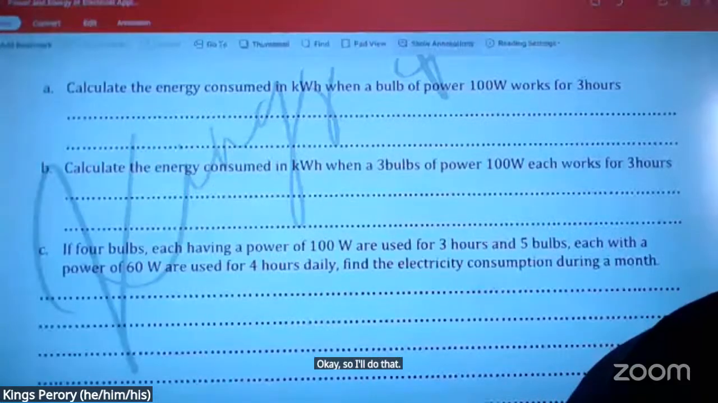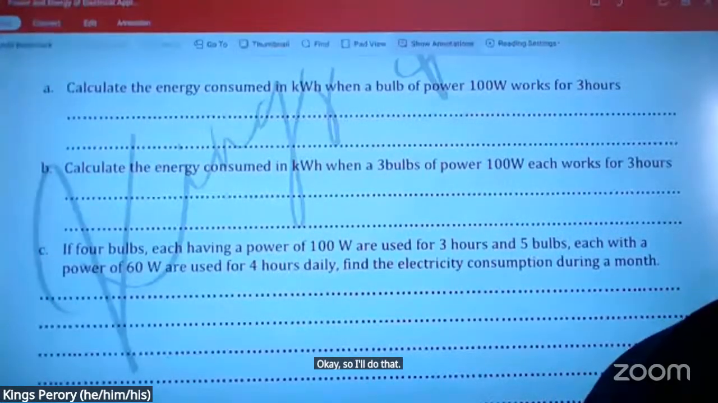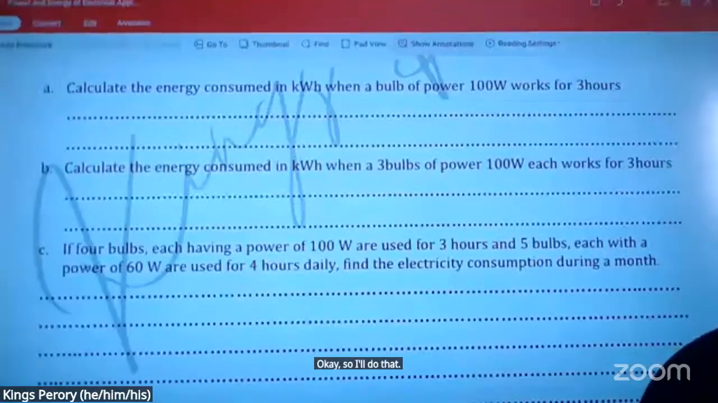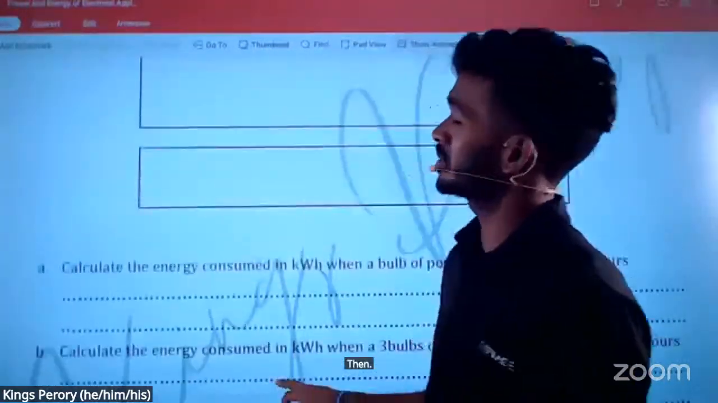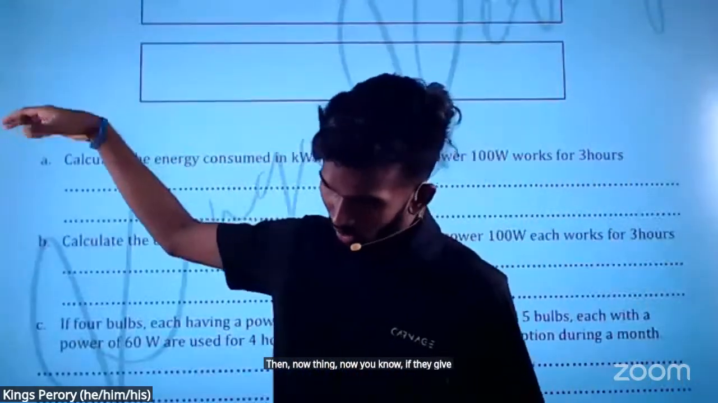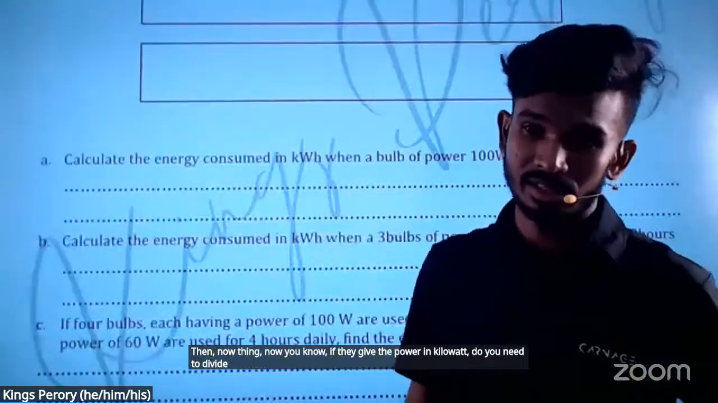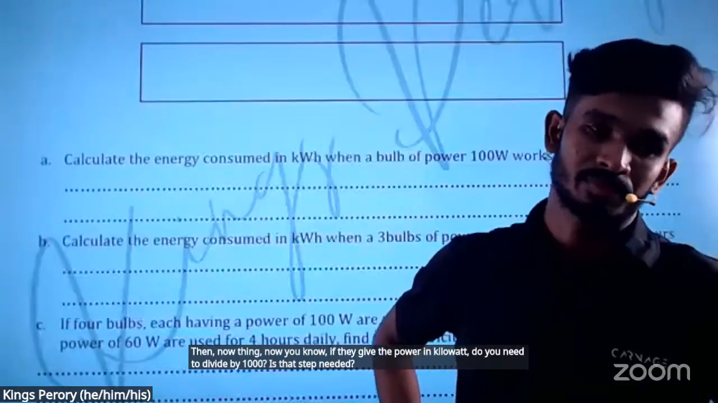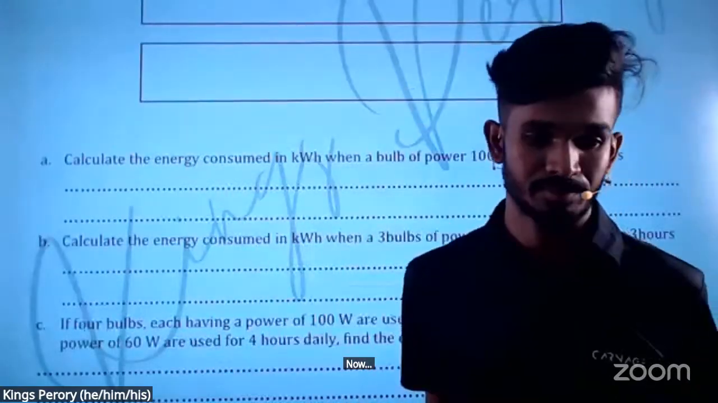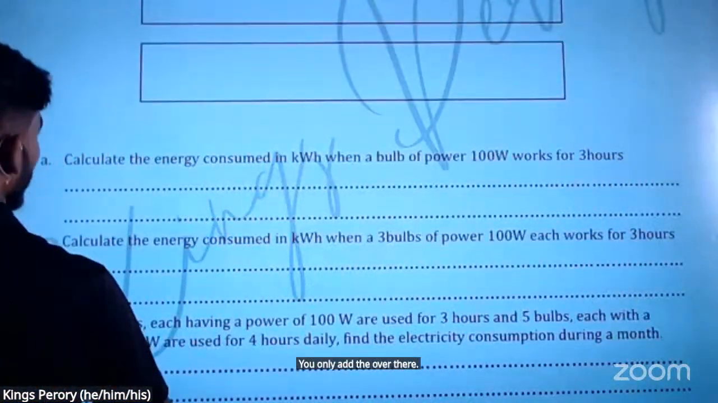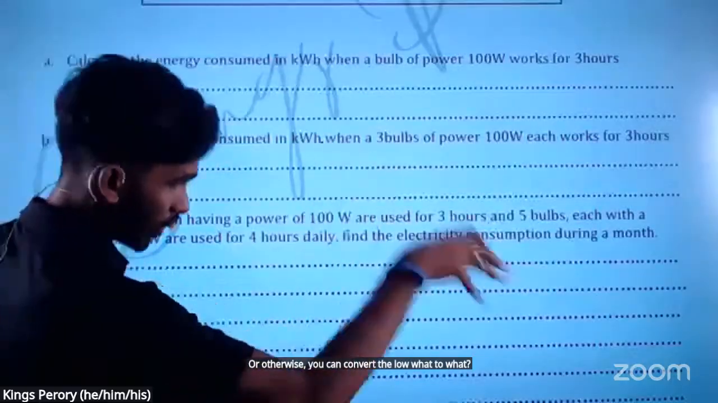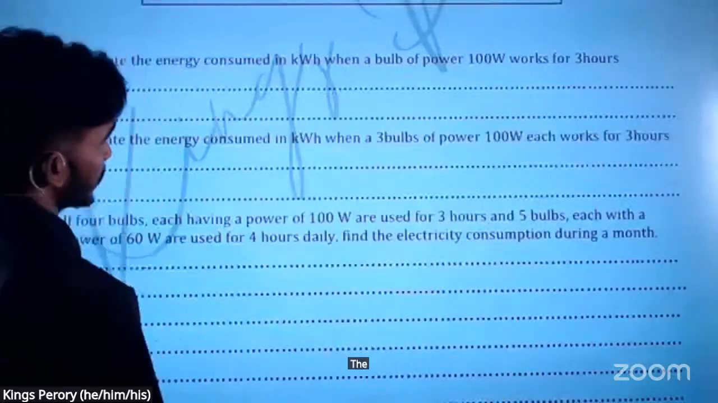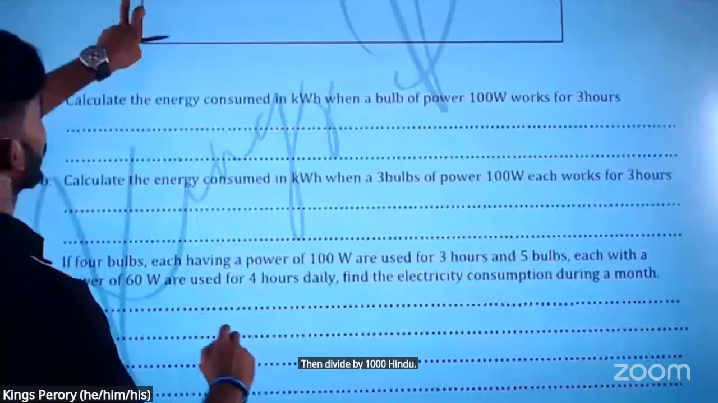Okay. So if they give the power in kilowatt itself. Good question. If they give the power in kilowatt, do you need to divide by 1000? No. You only multiply by the hours. Or otherwise, you can convert the kilowatt to watt, then divide by 1000 and do.